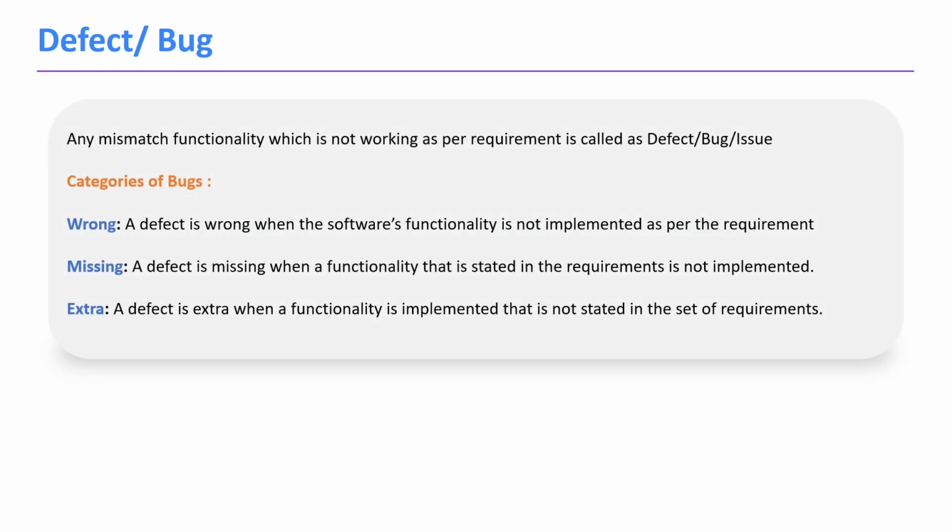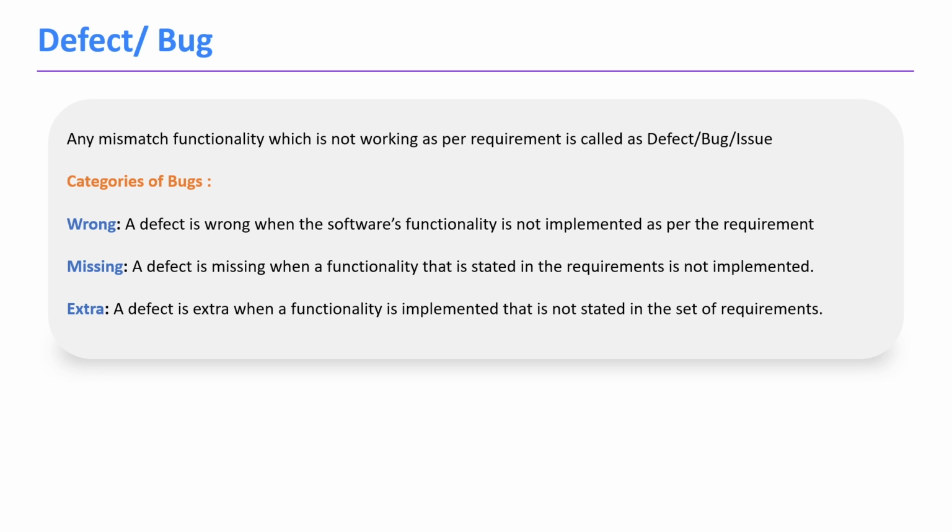So first let's discuss what is a bug or a defect. Any mismatch in functionality which is not working as per the requirement, we call it a bug, defect or an issue. Bugs are divided into categories. Whenever a new defect is found, it belongs to any one of these categories. Basically, they are divided into three categories.